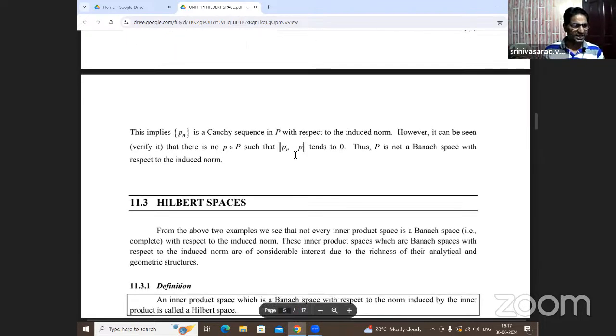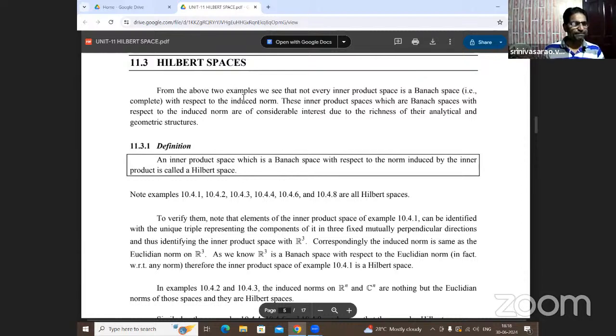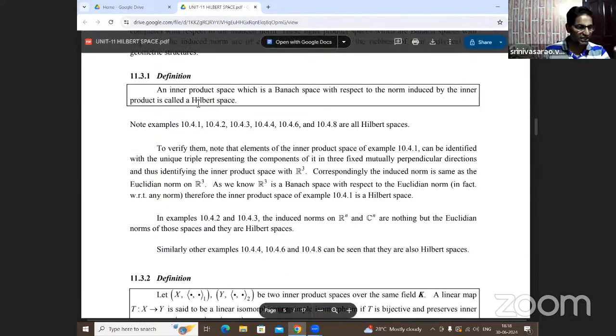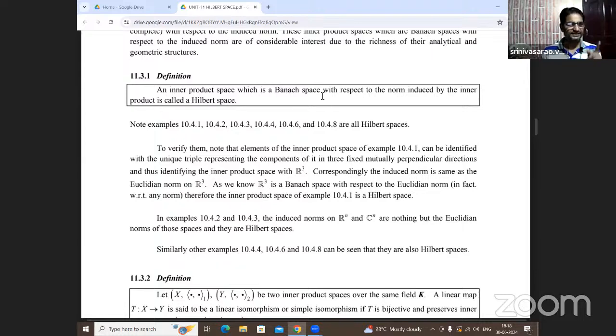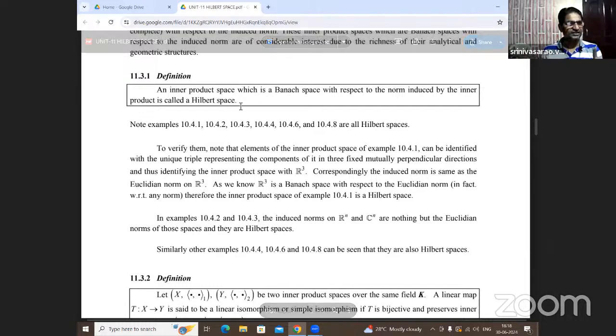Okay, the second example is not necessary here. For the first example, with respect to the inner product space, the induced norm is applicable through the Banach space. A Banach space means a complete normed linear space. An inner product space that is complete under the induced norm is called a Hilbert space. That is the simple definition, students. Listen carefully: an inner product space which is a Banach space with respect to the norm induced by the inner product is called a Hilbert space.